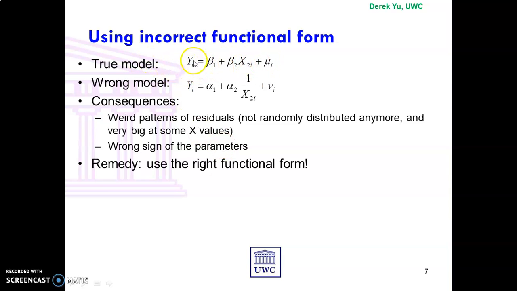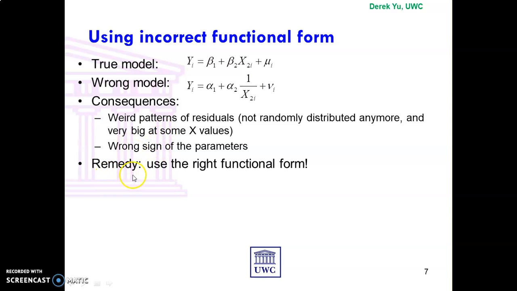Let's say the correct model should be linear function, y as a function of x, but somehow you made the wrong decision. You run the regression incorrectly as a reciprocal model, y as a function of 1 over x. And then there will be two consequences. First one, your slope parameters would most likely have the wrong sign, contradicting theoretical thinking. Second consequence, you will have some weird patterns of the residuals. In fact, they may no longer be normally and randomly distributed anymore. Okay, so these are the two consequences, and they are both bad consequences.